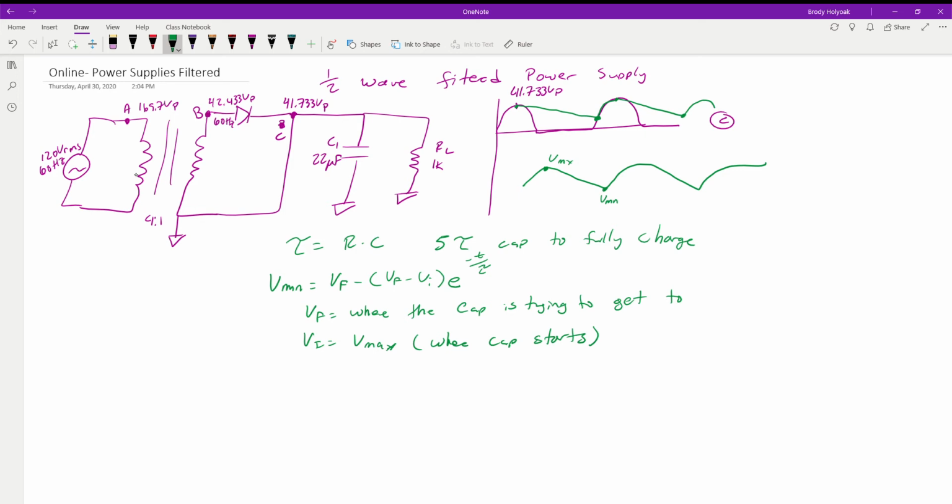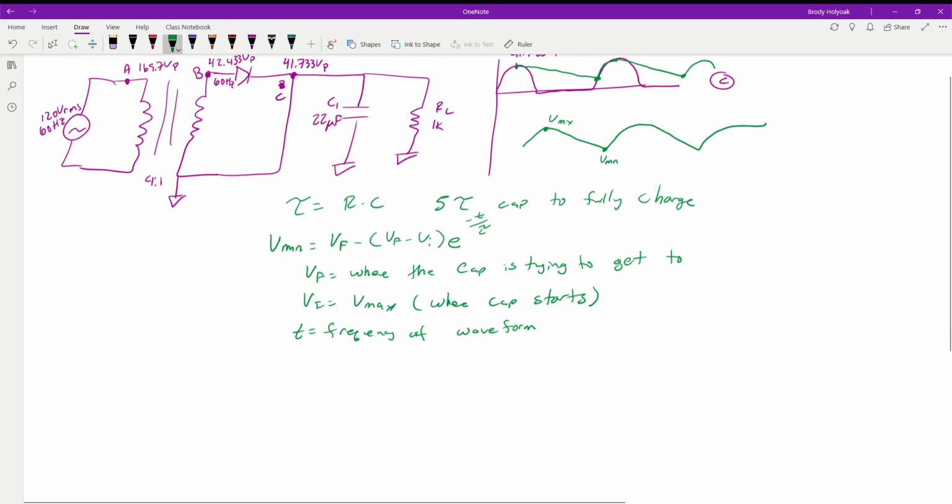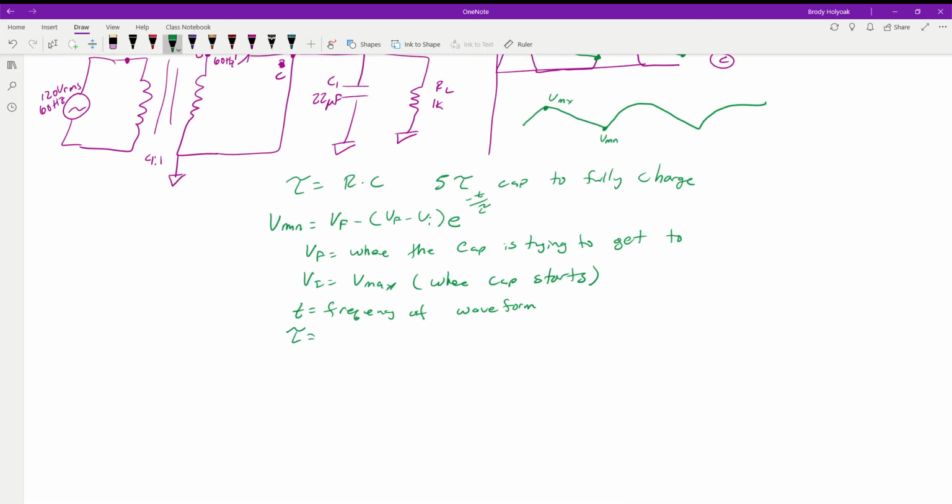And then our t is the time that it takes for the waveform. Basically, what's the frequency of the waveform that we have? In this case, it's 60 hertz because we just have a half wave. And then our tau is going to be the capacitor times any other resistance we have in the circuit. In this case, it's just going to be RL. So now all we do is calculate what our new V minimum is, and then we can solve all the rest of the equations based on that.